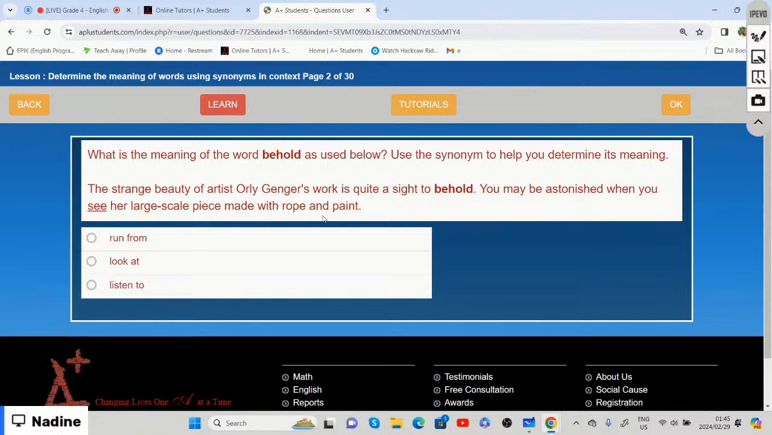All right. So we said, what is the meaning of the word behold as used below? You can find a specific word, and the context is going to be totally different. Like here we have behold again, and the meaning that we had earlier on was to see. Now it's telling us the strange beauty of the artist's work is quite a sight to behold, right? We're using the same sentence, but the responses will be different. You may be astonished when you see her large scale piece made with rope and paint. So, behold, is it to run from, look at, or to listen to?